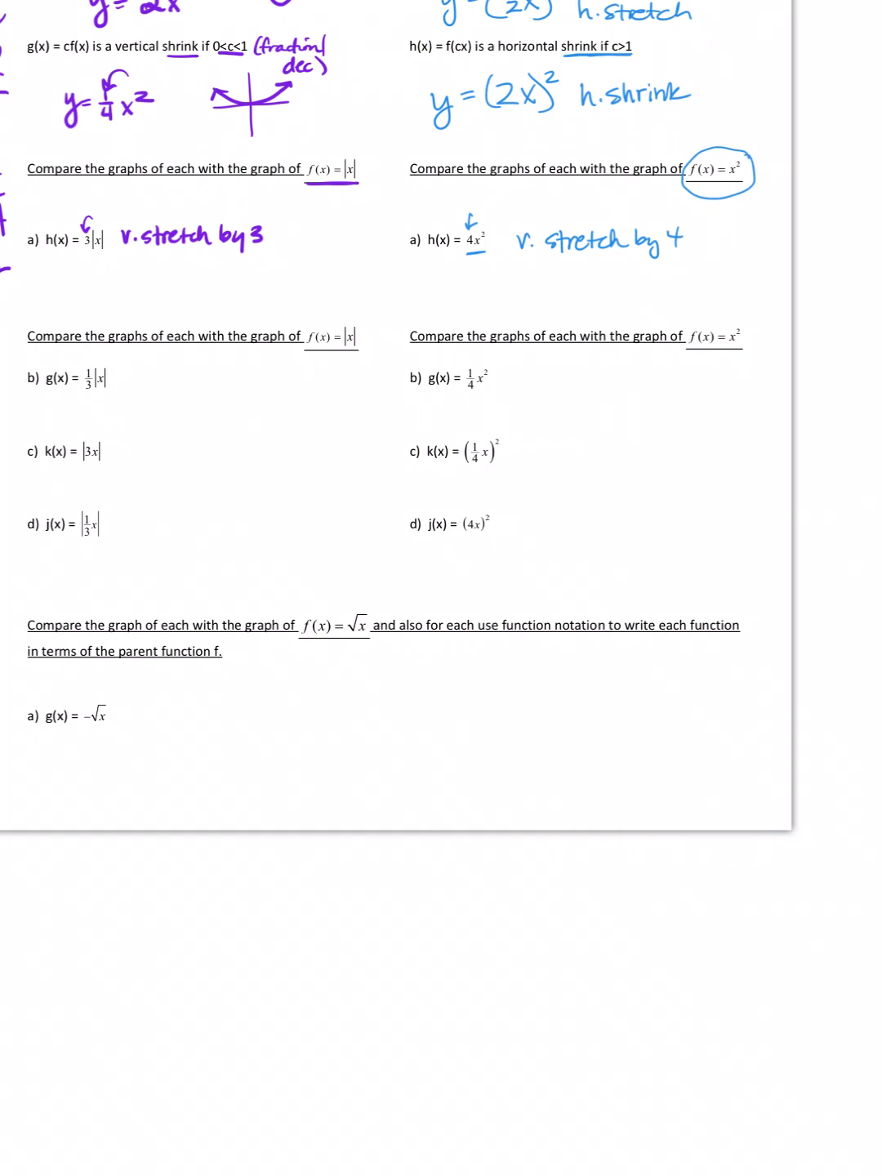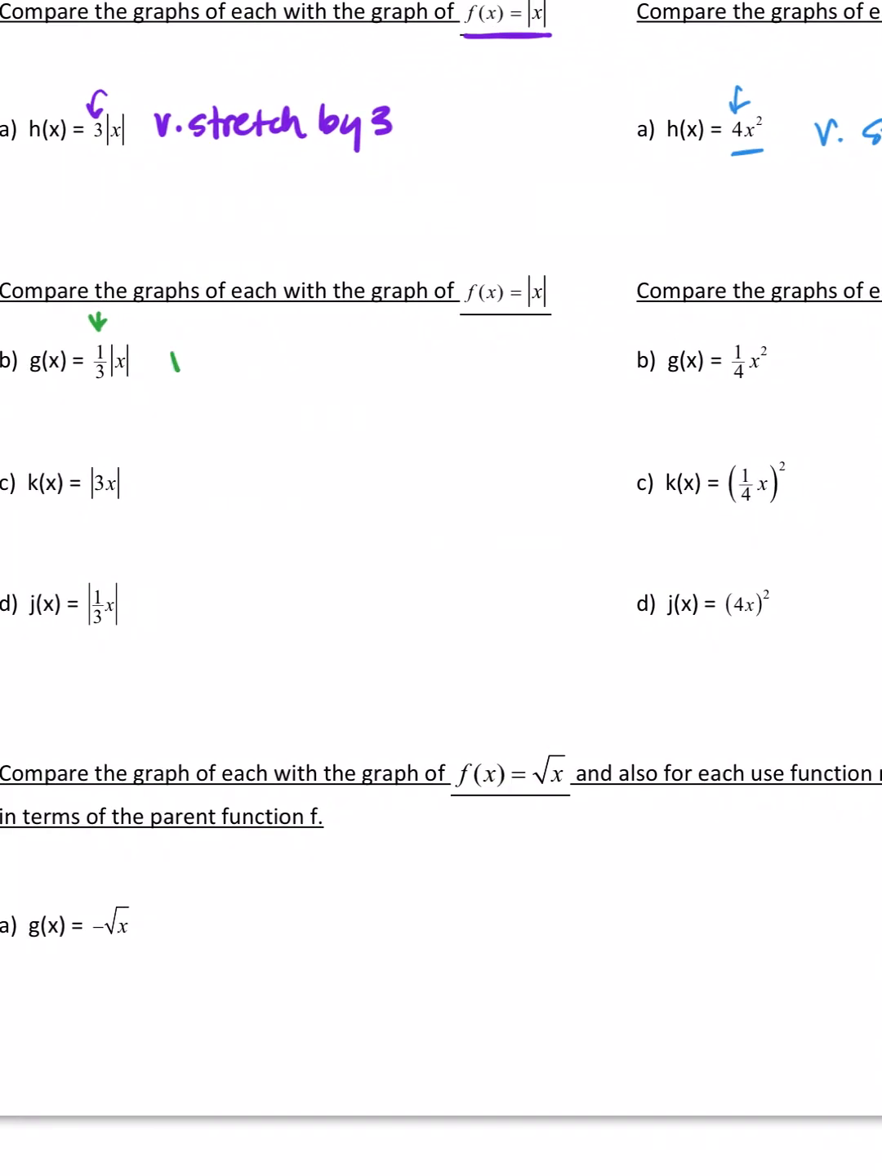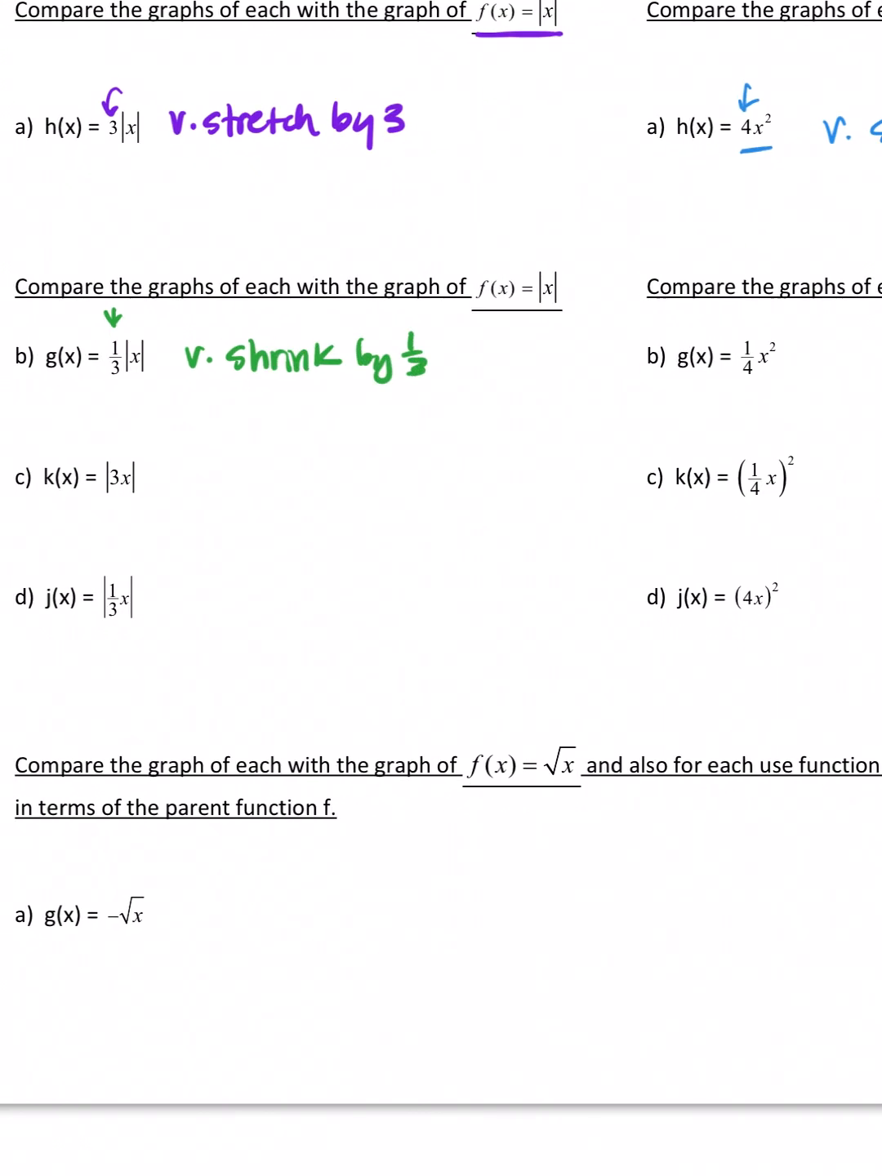g of x is 1/3 absolute value of x. So that 1/3 is on the outside, so that means it's vertical. It's a vertical and it's a fraction, so it's a shrink by 1/3. Look at part C. The 3 is on the inside, so that makes it a horizontal, and it's opposite what you think. That 3 means a shrink by 1/3. So it's always shrinking by the reciprocal.